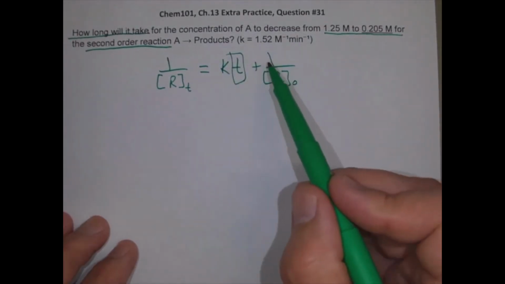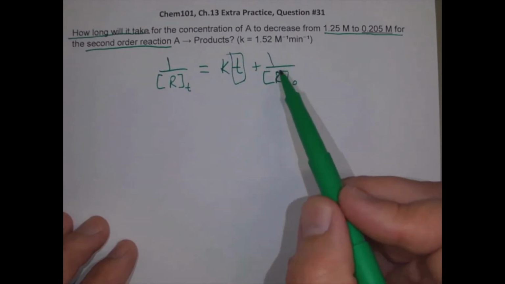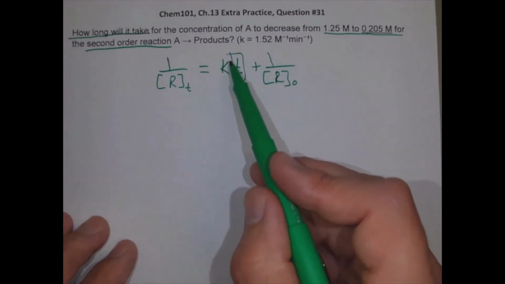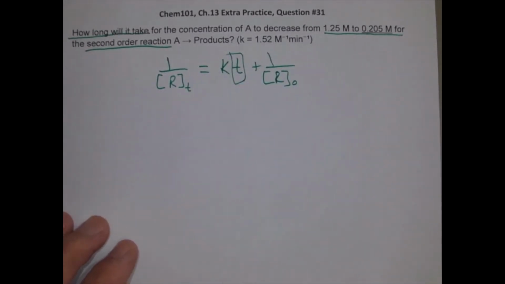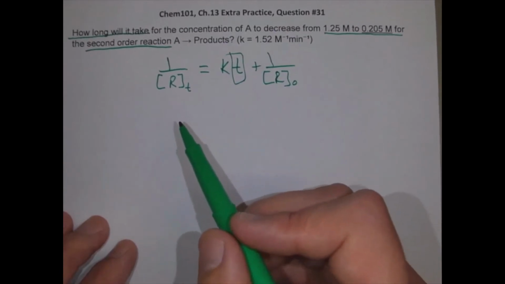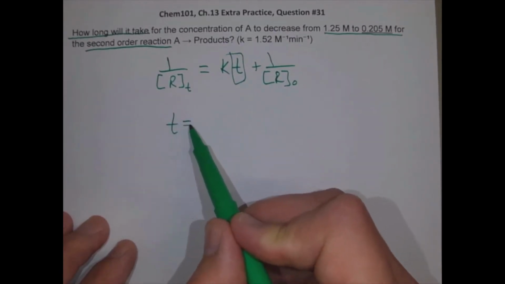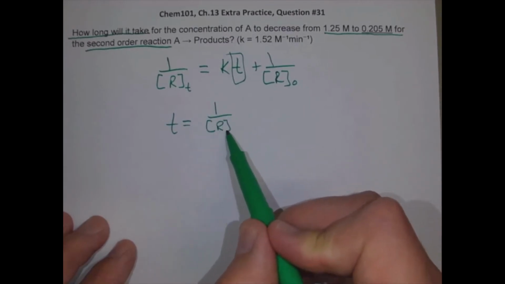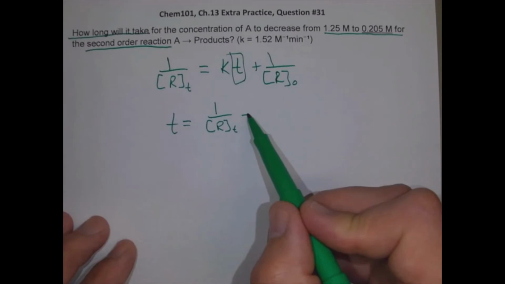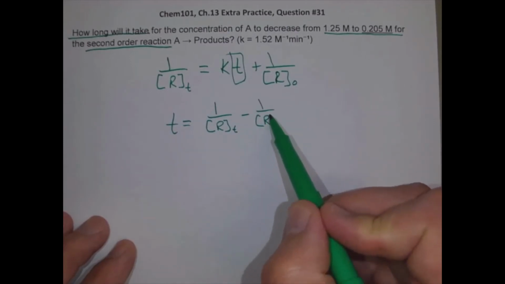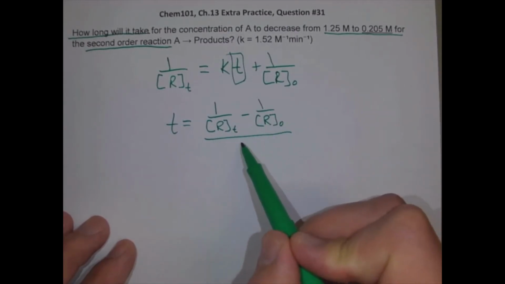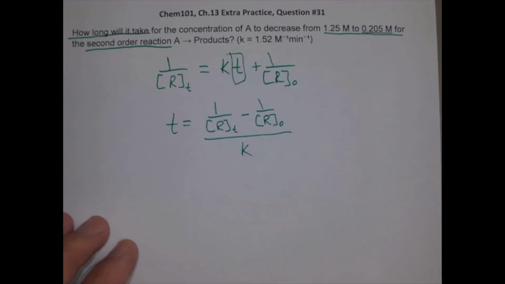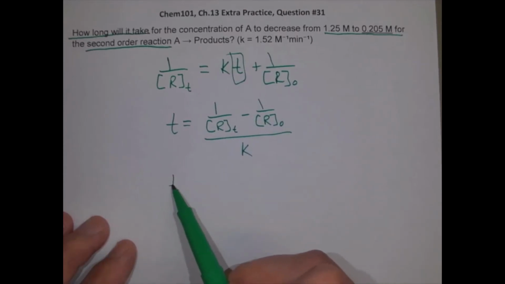So I'm going to subtract 1 over the initial reactant concentration from both sides, and I'm going to divide by the rate constant. So let me just rewrite that and rearrange it. So time is going to be 1 over the reactant concentration at some time minus 1 over the initial reactant concentration, all of that divided by the rate constant. So now I'm just ready to plug and chug. I'm given all the numbers that I need to solve this. So let's just go ahead and do that.